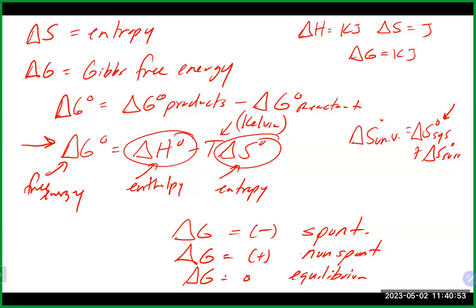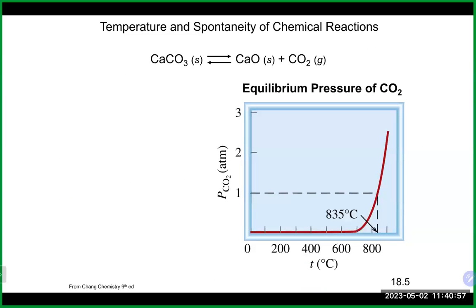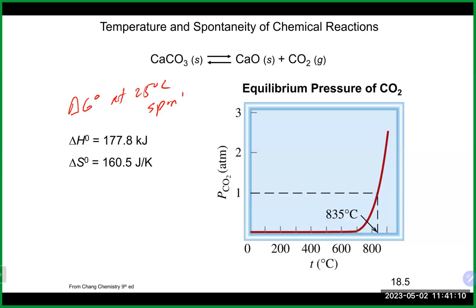Other questions? Okay. So let's take a look at this here. Let's say we're doing this reaction here, a little decomposition reaction. So why don't you calculate the delta G at 25 degrees Celsius and determine, is this reaction spontaneous? Let's see what you come up with here.